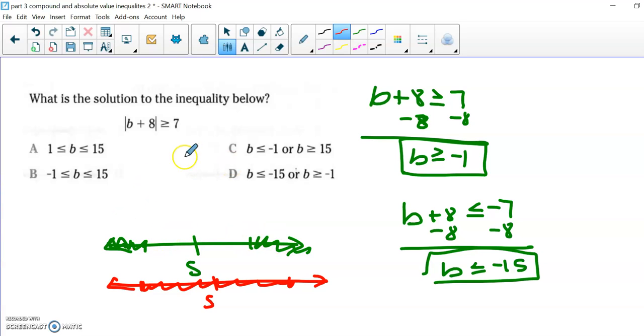We knew it was going to be or. So right away I can cancel these out. I know they're wrong. So now I'm looking for it's greater than negative 1 or it's less than negative 15. So I could see D is the choice we're looking for.